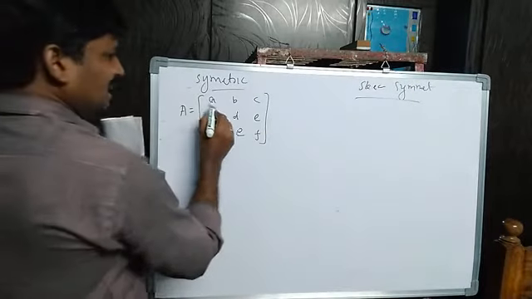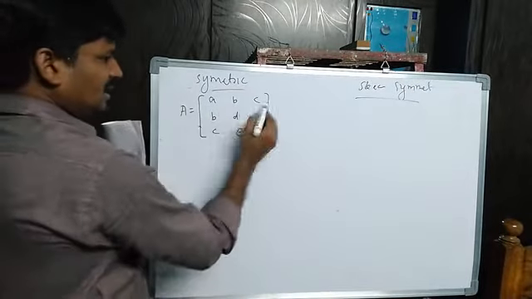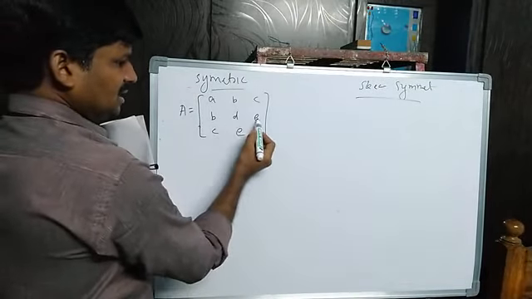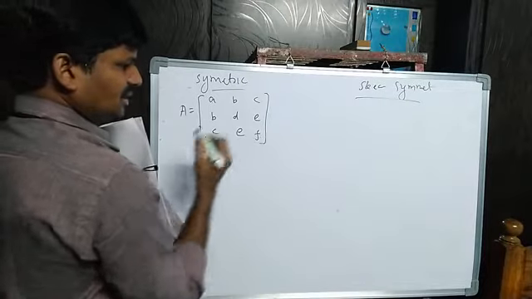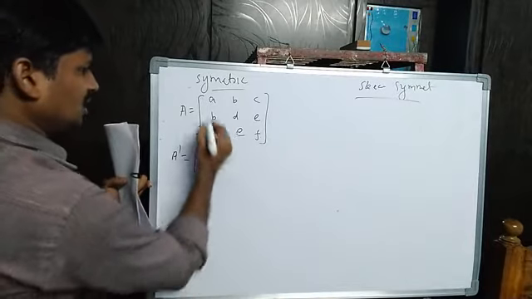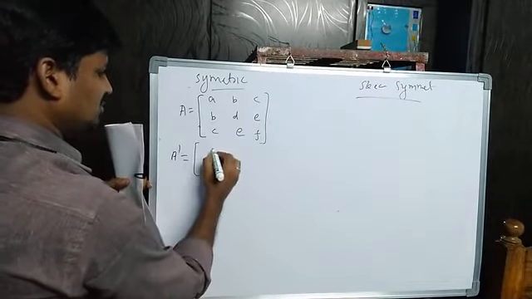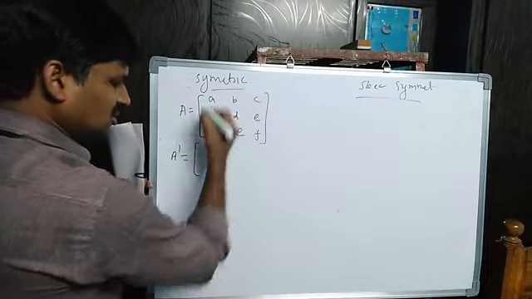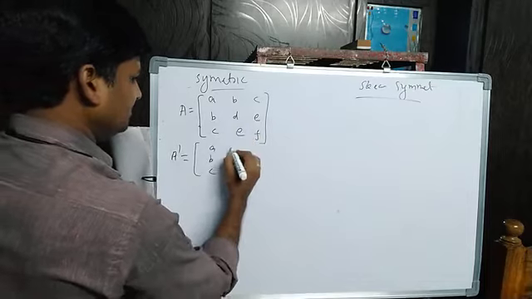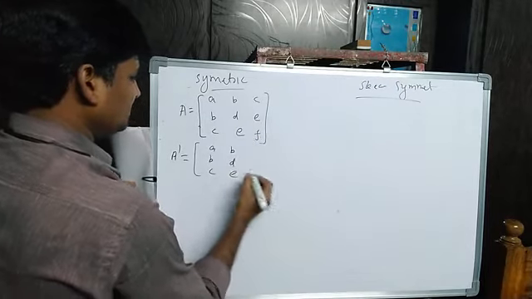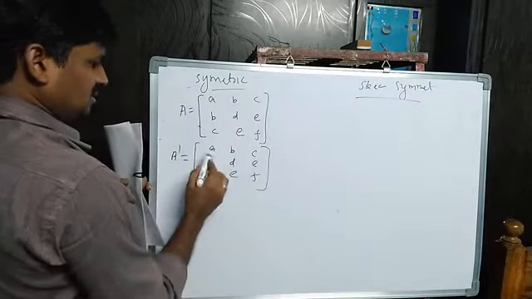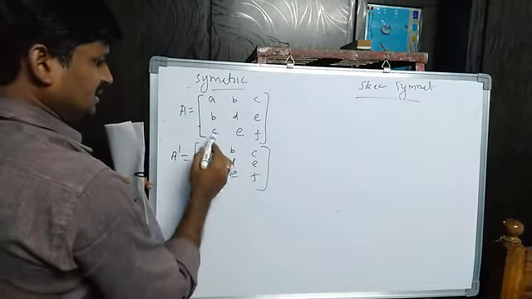Just observe here. A, B, C. Here and here we have to take the same elements. This is fixed. And here I am taking D, suppose. Here and here we have to take both the same elements, while the diagonal elements can be different. Now find A dash. What will we get? A, B, C we have to write as a column. This row I am changing, writing in the place of a column. So A, B, C. Next B, D, E. Next C, E, F.